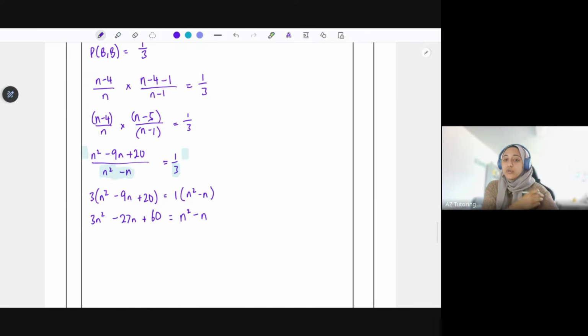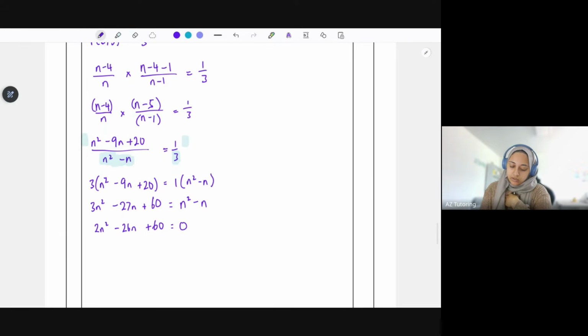I'm going to keep the n squared positive, so I'm going to move these over to the left-hand side. So minusing the n squared, I get 2n squared. And then since it's minus n, I'm going to plus n. Minus 27n plus n gives me minus 26n plus 60 equals 0.